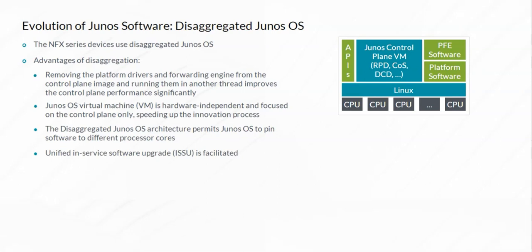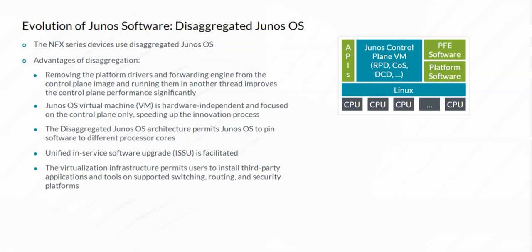Unified In-Service Software Upgrade, or ISSU, is facilitated. Different versions of Junos OS can run in separate virtual machines. The virtualization infrastructure permits users to install third-party applications and tools on supported switching, routing, and security platforms.